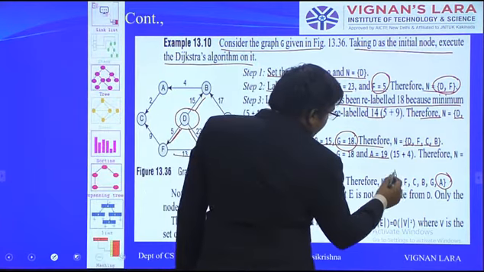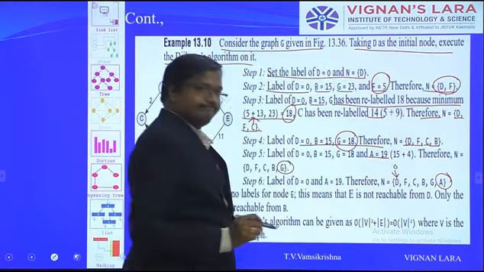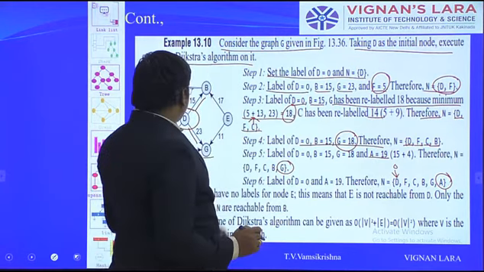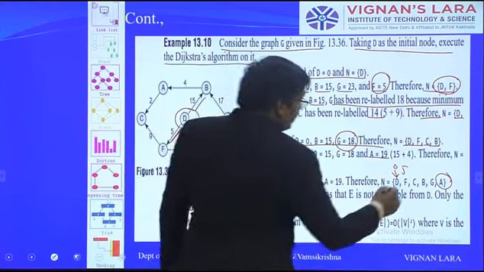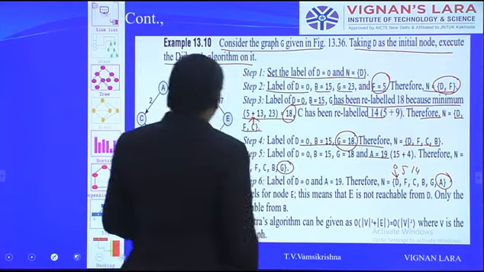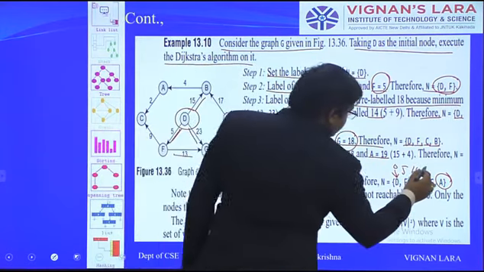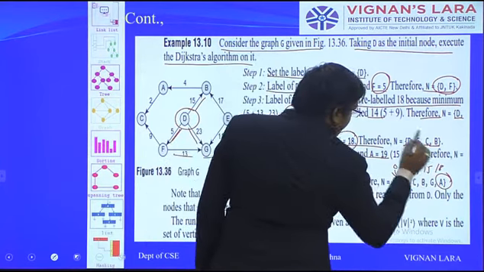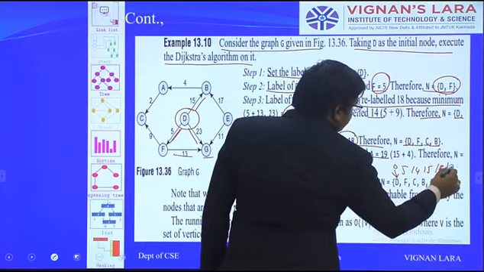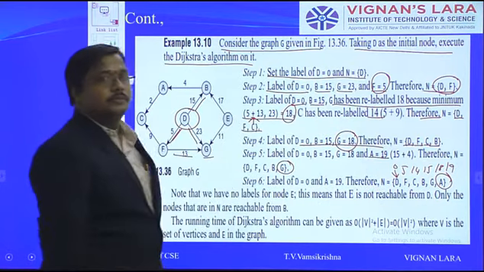D to D shortest distance is 0. D to F shortest distance is 5. D to C shortest distance is 14. D to B shortest distance is 15. D to G shortest distance is 18. D to A shortest distance is 19.